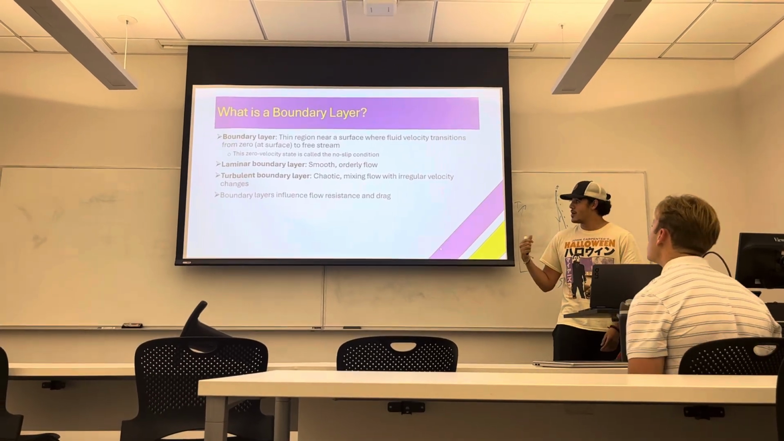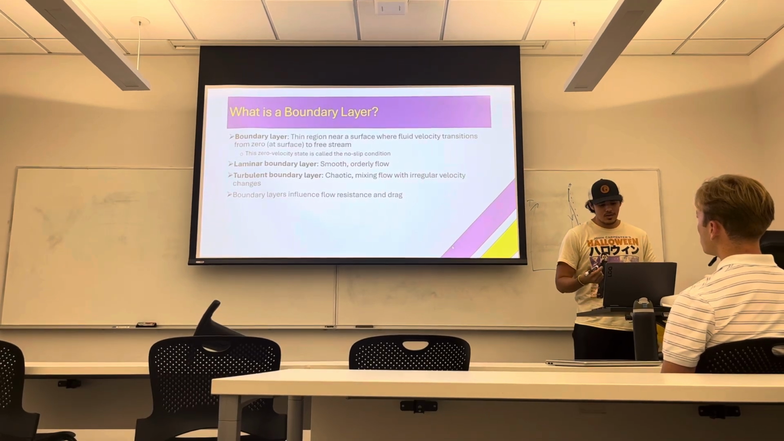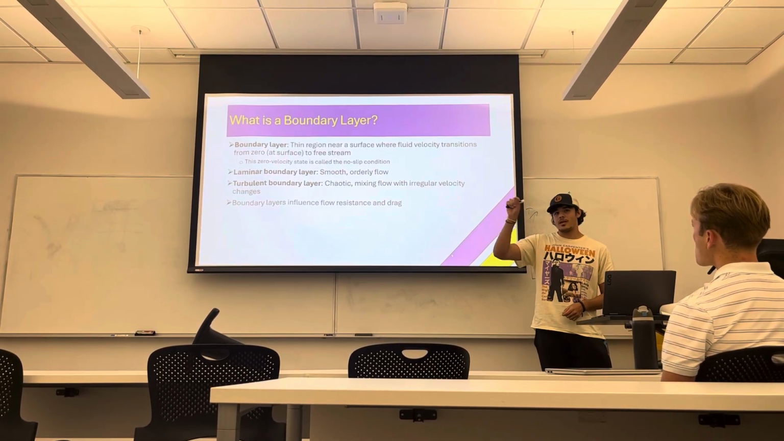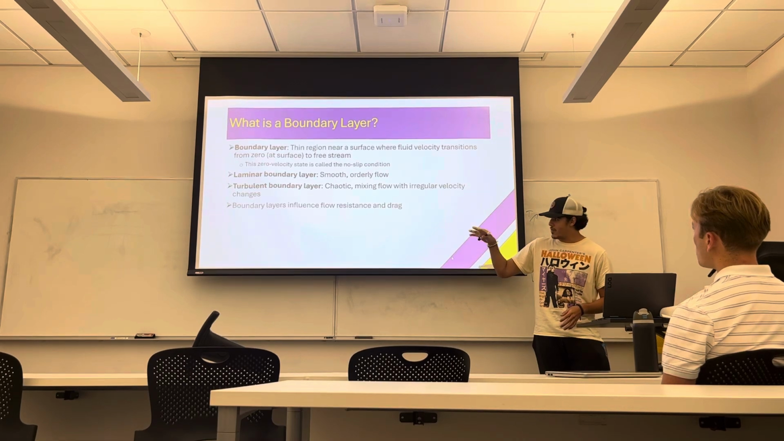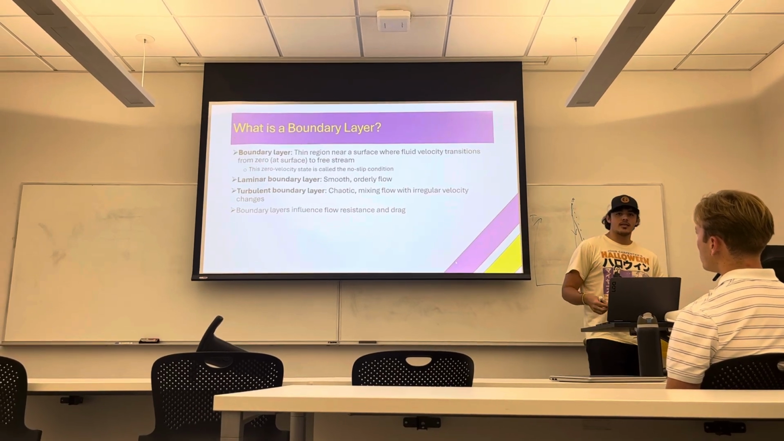There are two boundary layers we're going to consider. One is laminar: very smooth, parallel lines, orderly flow. And then there's the turbulent boundary layer, which is chaotic and has a lot of eddies swirling in the profile, as you'll see when I write it down. But overall, boundary layers influence flow resistance and overall drag.